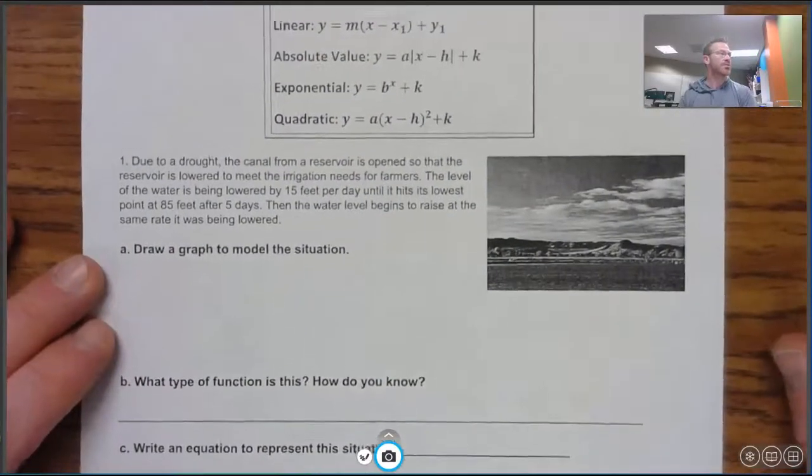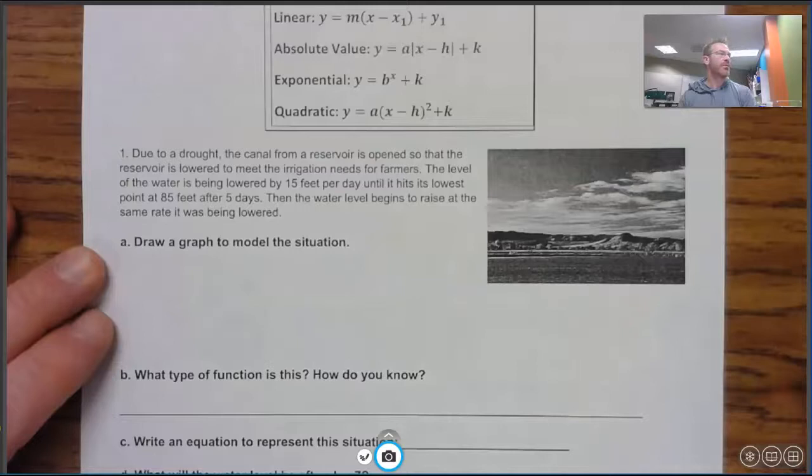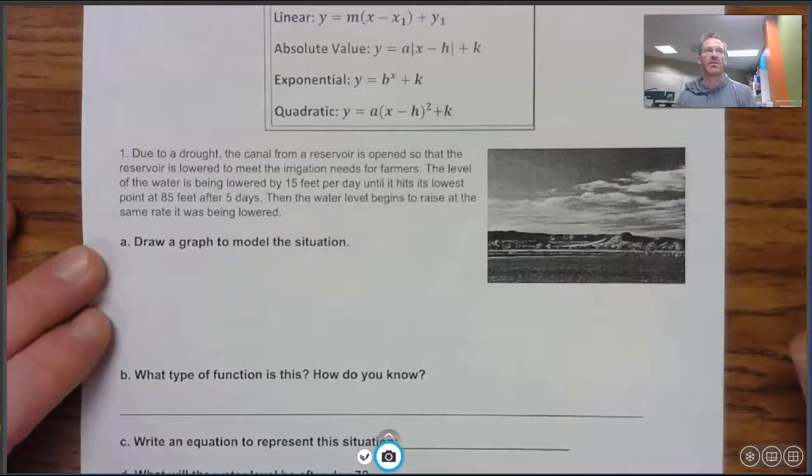Due to a drought, the canal from a reservoir is open so that the reservoir is lowered to meet the irrigation needs for farmers. The level of water is being lowered by 15 feet per day until it hits its lowest point at 85 feet after 5 days. Then the water level begins to raise at the same rate it is being lowered.